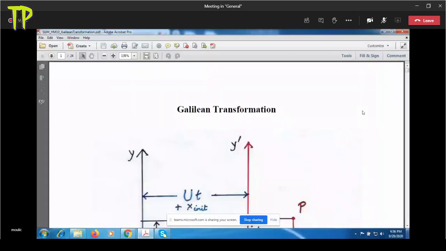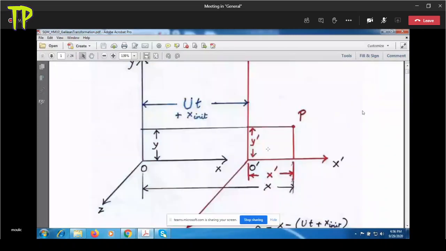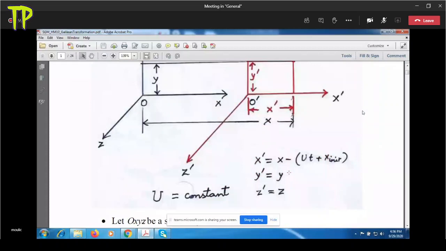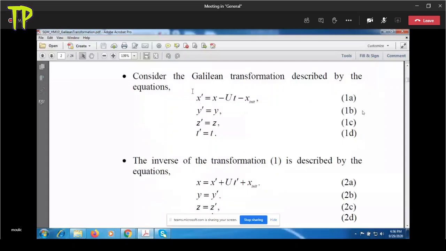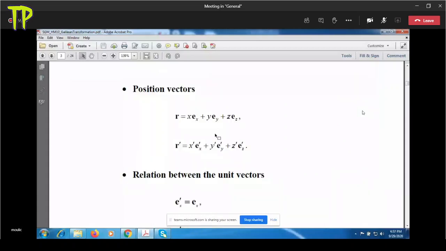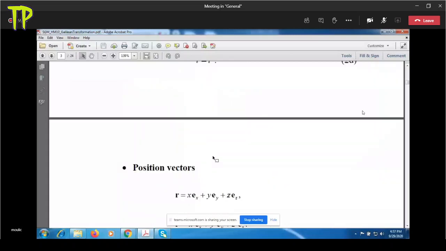Okay, so you have the fixed frame here with coordinates x, y, z, and a moving translating frame with coordinates x prime, y prime, z prime, which are related by this equation. x prime is x minus ut minus some constant, and y prime and z prime are the same, and t prime is t. The position vectors you can either write as x ex plus y ey plus z ez, or x prime ex prime plus y prime ey prime plus z prime ez prime, and the unit vectors are the same because they are parallel vectors in this case.